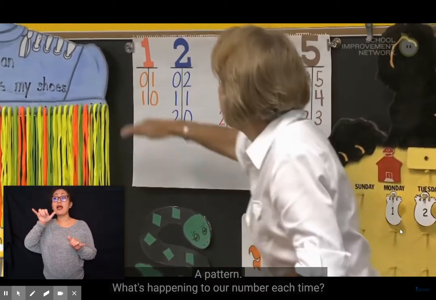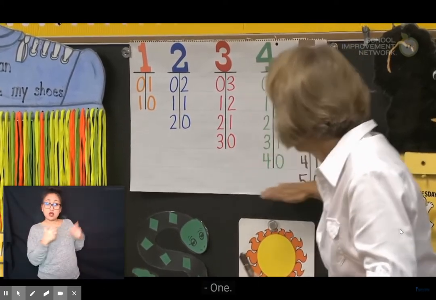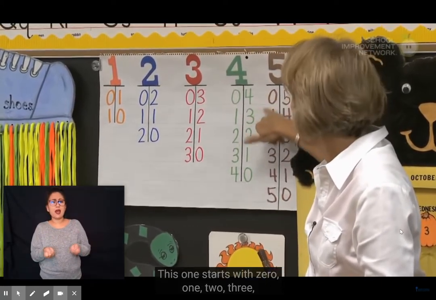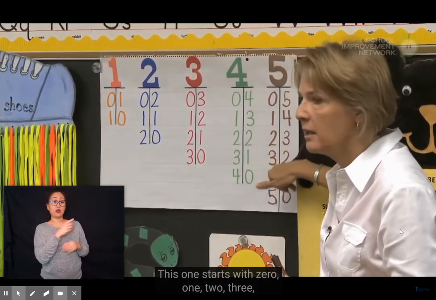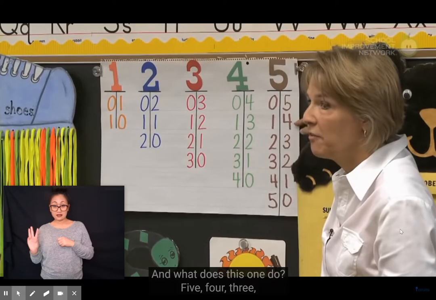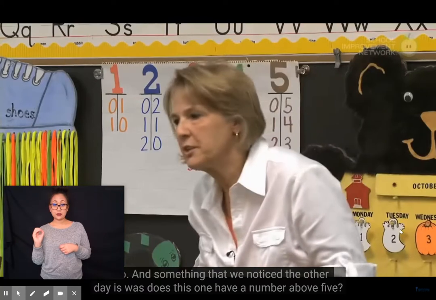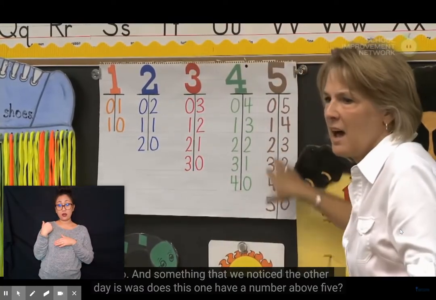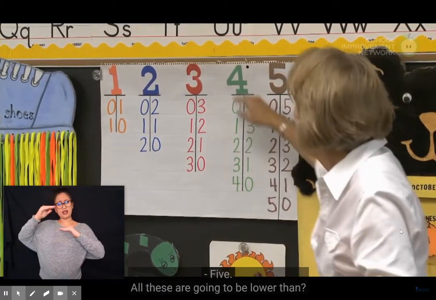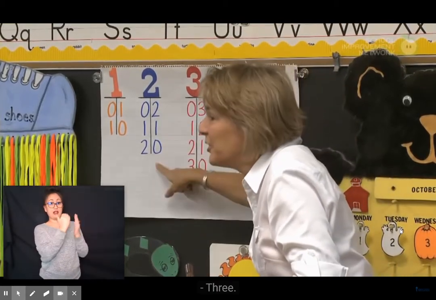A pattern. What's happening to our number each time? It's getting higher. By how many? By 1. Let's look at our numbers too. This one starts with 0, 1, 2, 3, 4, 5. And what did this one do? 5, 4, 3, 2, 1, 0. Something we noticed the other day was, does this one have a number above 5? No. All its parts are going to be lower than 5. All these are going to be lower than 4. All these are lower than 3, 2, 1.